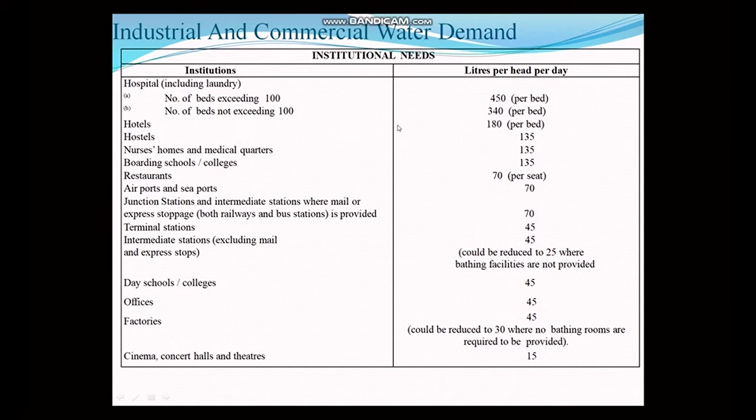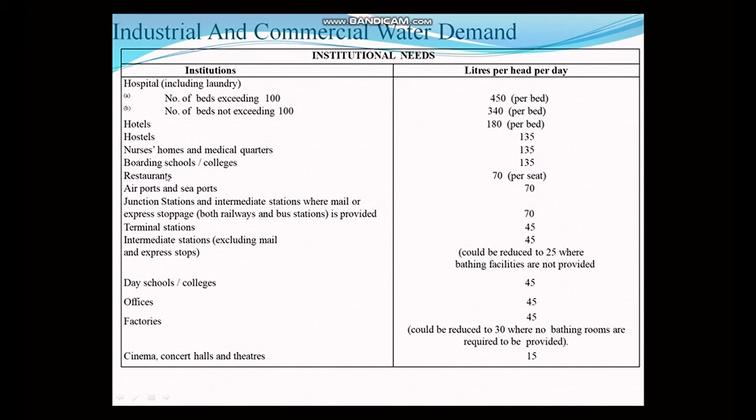For hotels, the required water supply or water demand is 180 liter per bed per day. So you can see that for the first three cases, the water supply is measured in liter per bed per day, but not in liters per head per day. Now we come to the hostels, and for this purpose the required water supply or water demand is 135 liter per day per head. For nurses' homes and medical quarters, the required water supply is 135 LPCD. For boarding schools or colleges, the required water supply or water demand is 135 LPCD.